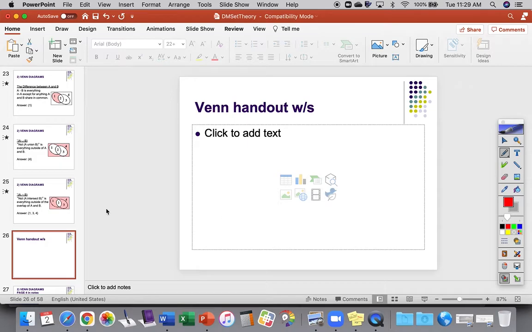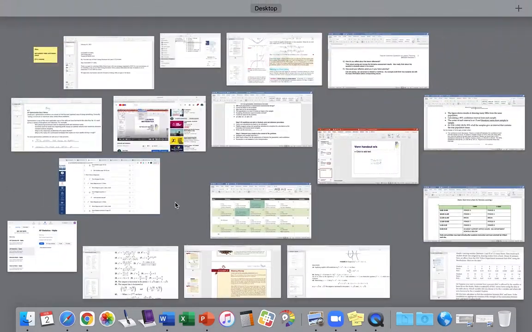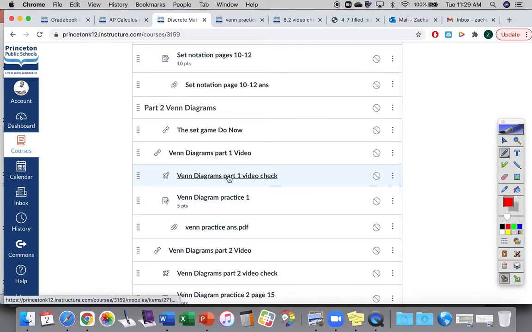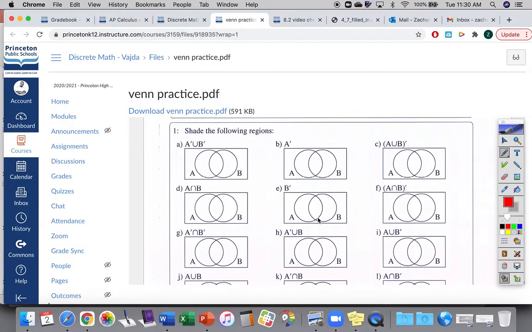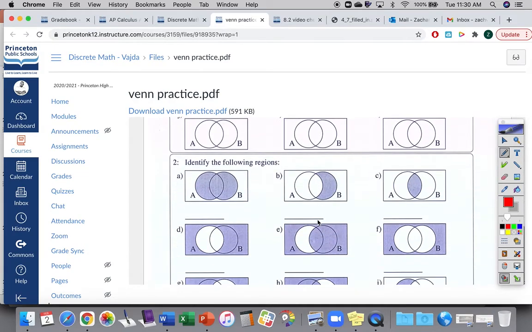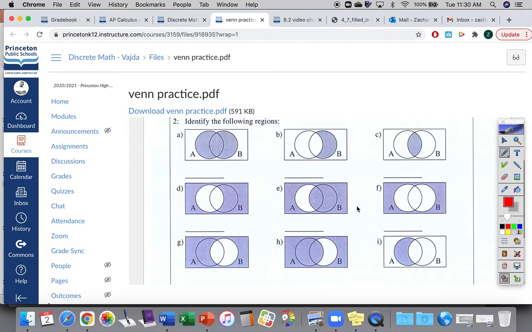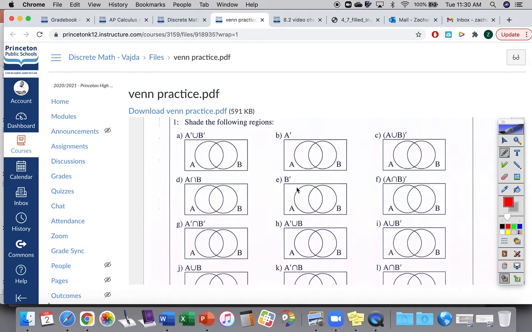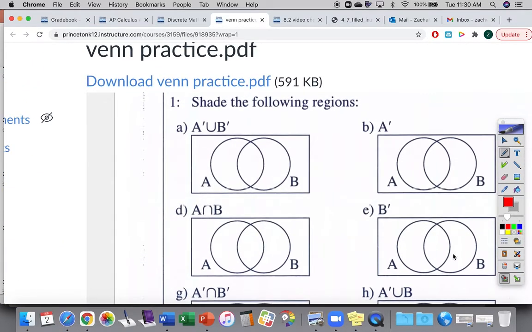Okay, we're going to do a Venn diagram worksheet now. Now that you have the basis, use this page 13, use these notes. We are going to practice this. So on Canvas, we are going to do the Venn diagram practice 1, which is this worksheet right here. Some of these you are going to get the answer and you're going to write how it was made. Some of these you're going to shade the picture. I'll get you started with one of them.